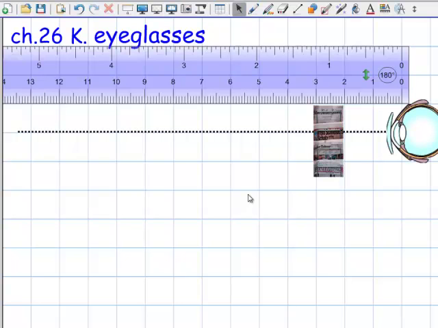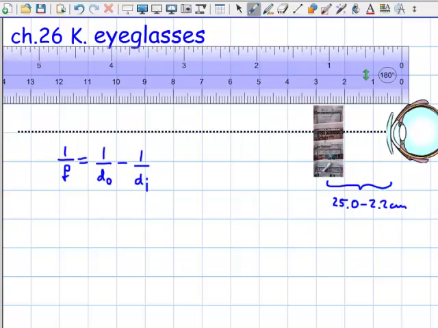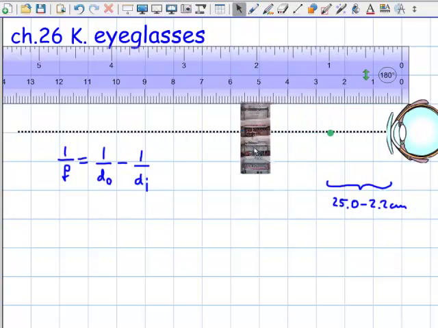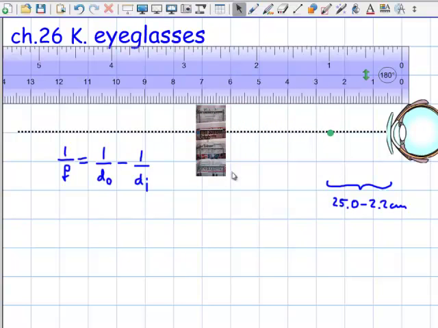And they're saying to use the thin lens equation. So 1 over f equals 1 over do minus 1 over di, and we're looking for f. So the object should be held at 25 centimeters from the eye, respectively. From the lens, it would be 25 centimeters minus the 2.2 centimeters, because that's how far out the lens is. And then the image should appear at 67 centimeters, because that's where the original near point is for the person.